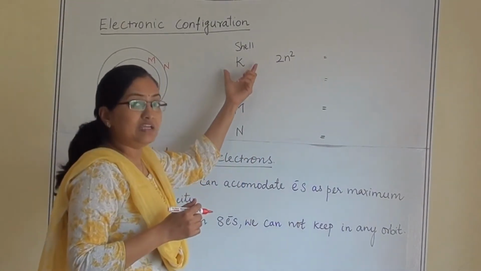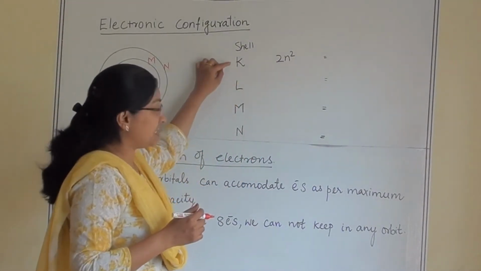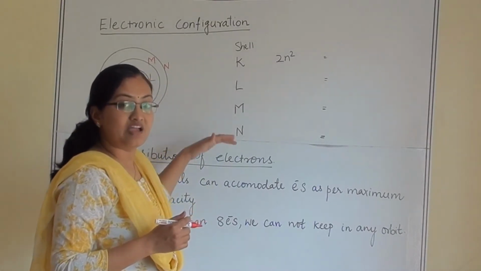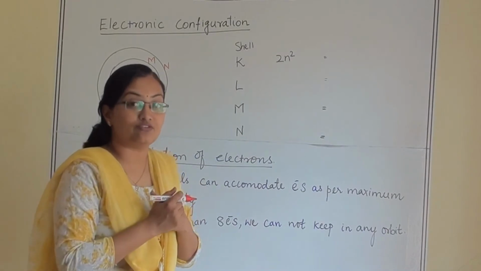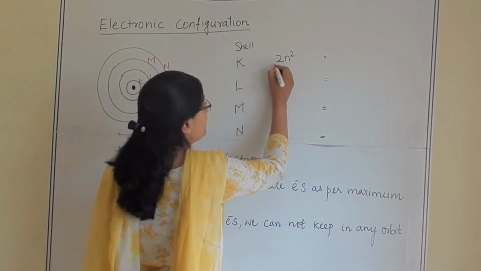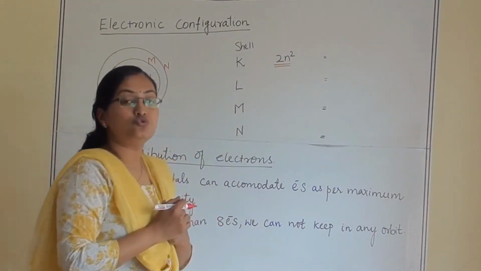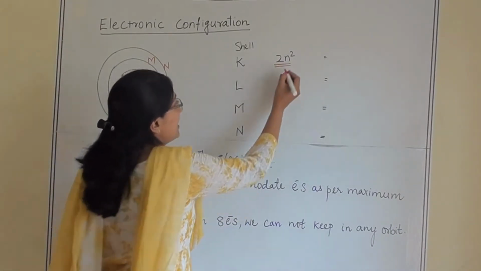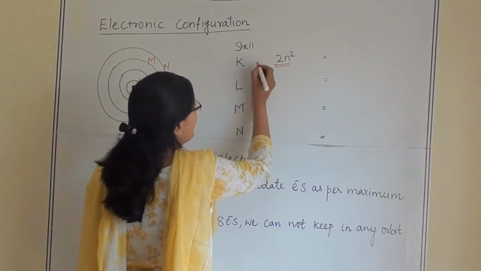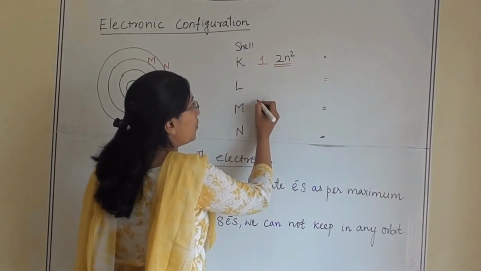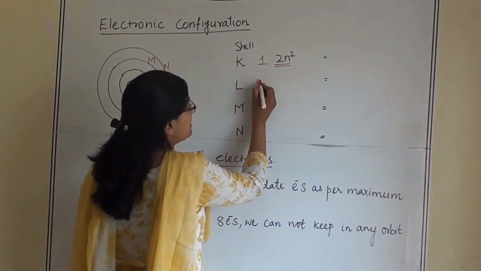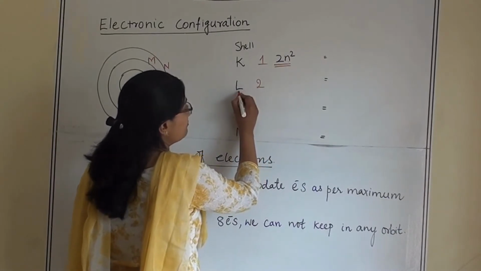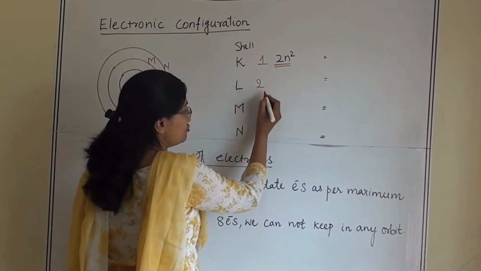So how many electrons can we put in K? Each and every orbit has its capacity to accommodate a maximum number of electrons. How can we count that? We can count it from 2n square. At the place of n, K is orbit number 1, so we put the integer 1. When we are counting for L, we will write 2.